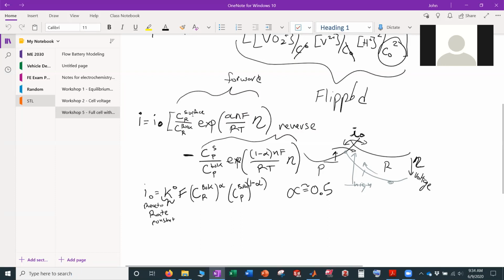So you've probably seen this kind of Butler-Volmer equation before. Typically, actually, this could be on a per area basis right now. So this is current per area. But you could just multiply it by the area, right, to get the total current. So, you know, I is equal to i times A.